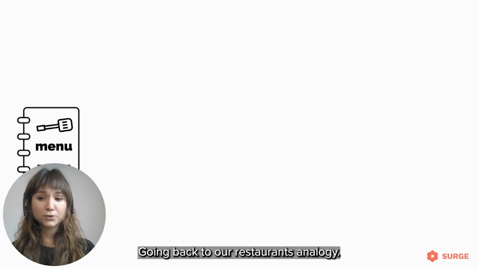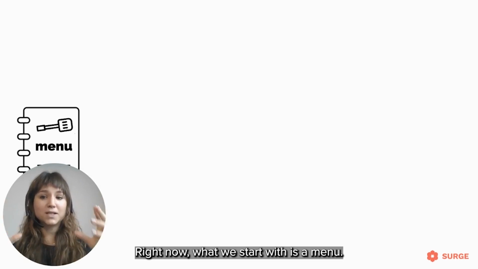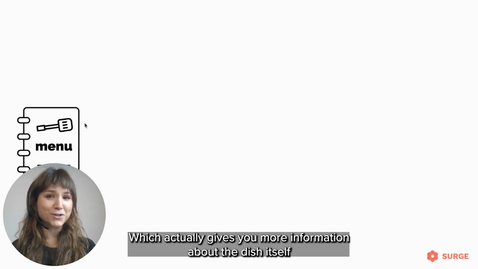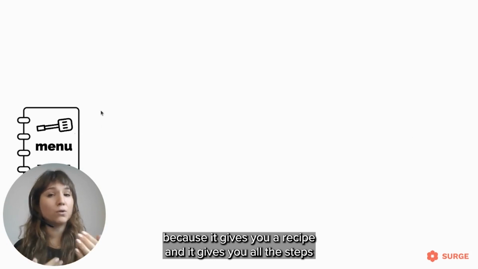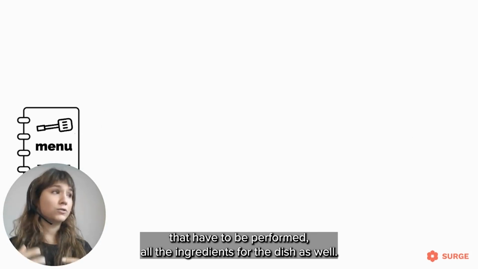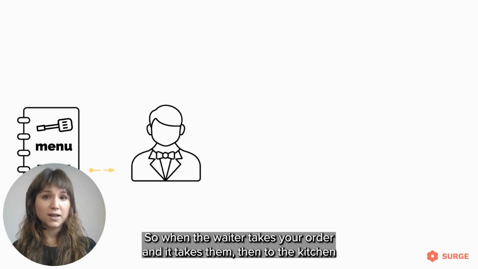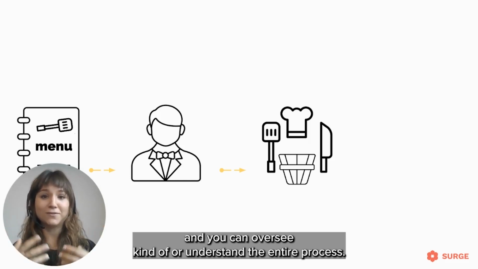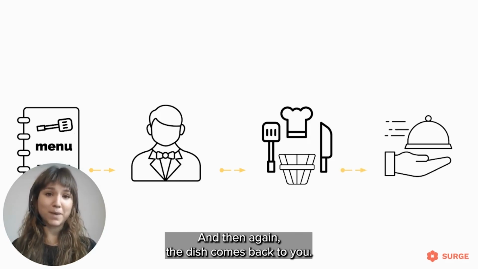Going back to our restaurant analogy, right now what we start with is a menu which actually gives you more information about the dish itself, because it gives you a recipe and all the steps that have to be performed, all the ingredients for the dish as well. So when the waiter takes your order to the kitchen, you can see the chef preparing your dish and you can oversee, or understand, the entire process. And then again, the dish comes back to you.